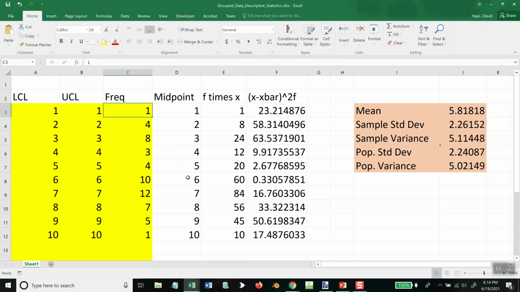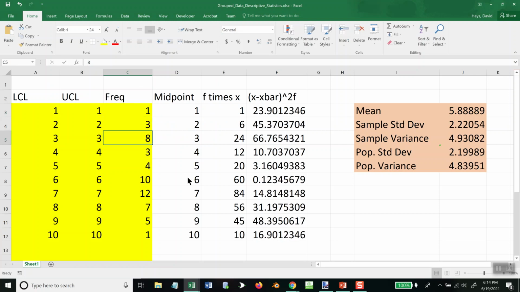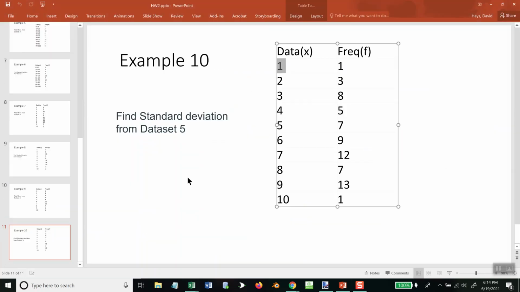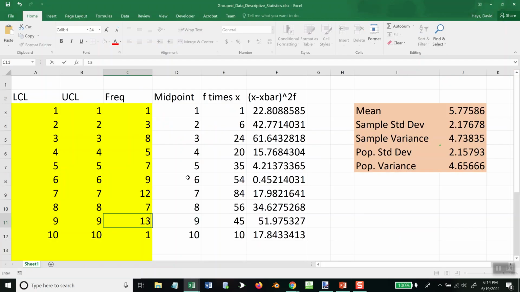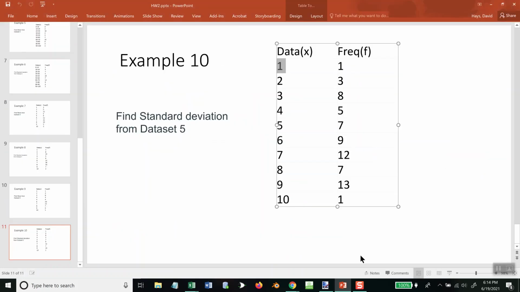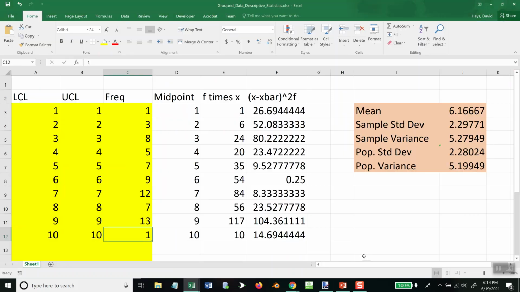So 138, 8, 5, 7, 9, 12, 7, 13, 1. Double check. 138, 5, 7, 9, 12, 7, 13, 1.